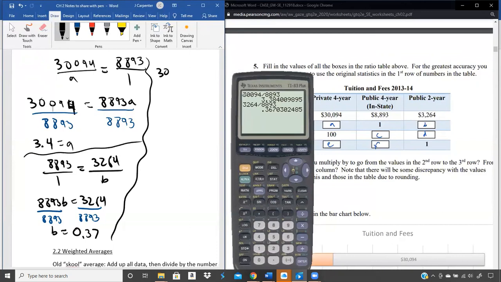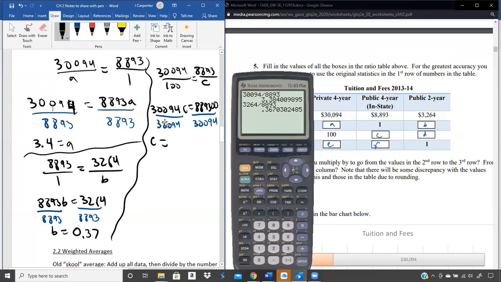So 30,094 over 100 is equal to 8,893 over C. Cross multiply. You'll get 30,094 times C is equal to 100 times 8,893. Just tack on 2 zeros, 889,300. Divide both sides by the 30,094. Make sure you're doing your algebra correctly. Again, you are supposed to be experts of algebra at this level, not crazy algebra experts, just the simple stuff. And yes, this is simple stuff.